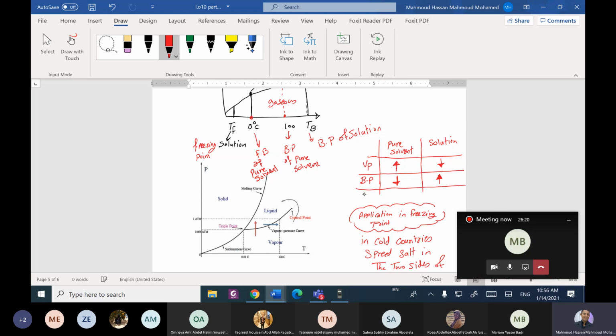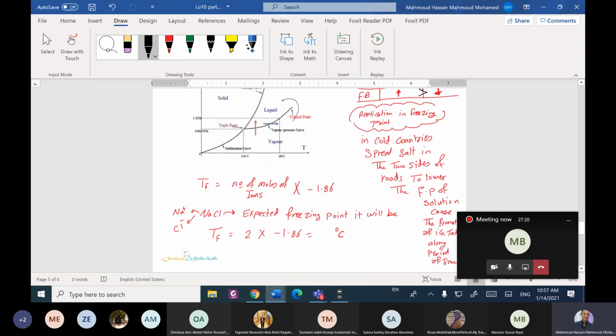For the freezing point, we will find the freezing point for the pure solvent is high, then the freezing point of the solutions. So the freezing point of the solution will be decreased compared to the freezing point of the pure solvent. So in this case, the vapor pressure of the pure solvent is higher than that of the solution, the boiling point of the pure solvent is lower than that of the solution, and the freezing point of the pure solvent is higher than the freezing point of the solutions.